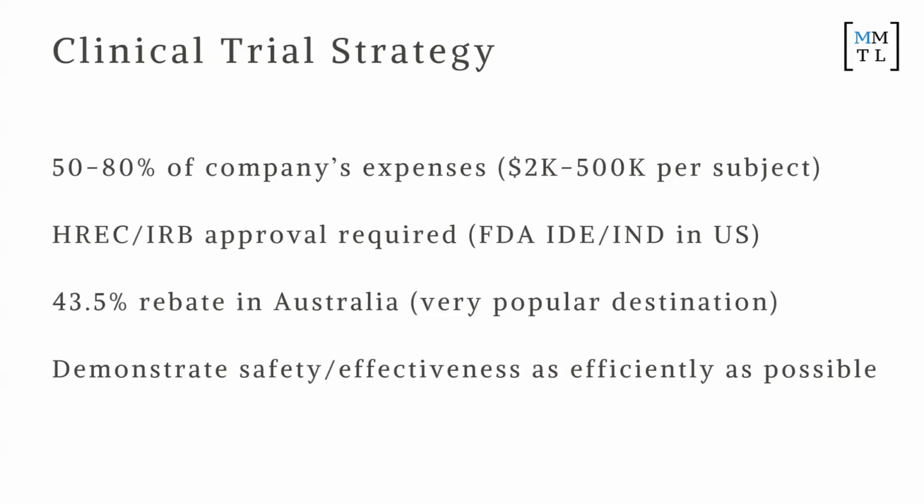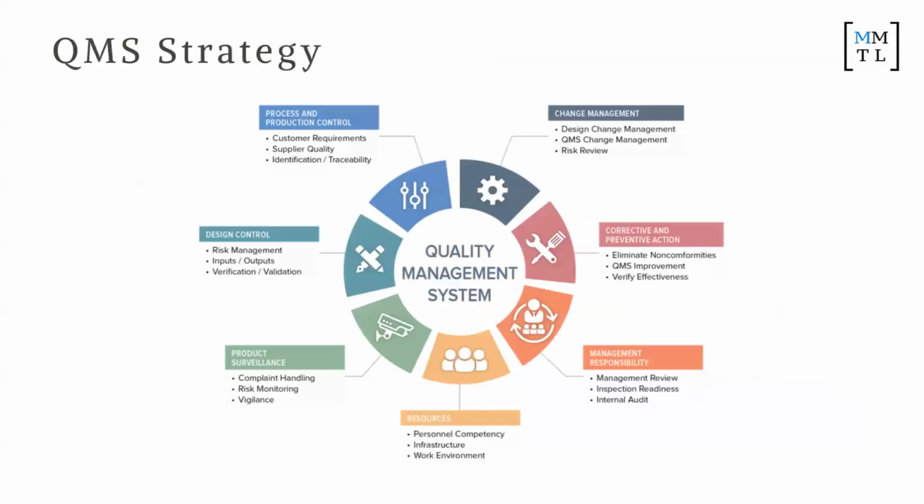In Australia, when you run a trial, you can get 43.5% of your money back. That's a really important point if you ever intend to do a trial, and therefore it's a very popular destination, even for the US. But we have this funny dynamic where a lot of US companies will go to Australia, and we're like guinea pigs for them, and then they leave and don't actually bring the device back because the market's too small. Anyway, the goal, similarly to prototyping, is to demonstrate safety and effectiveness as efficiently as possible, with minimal patients.